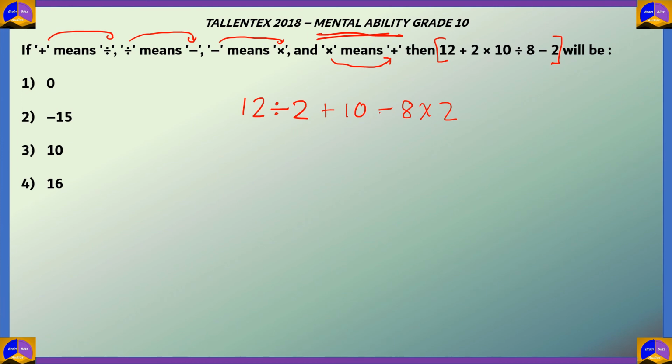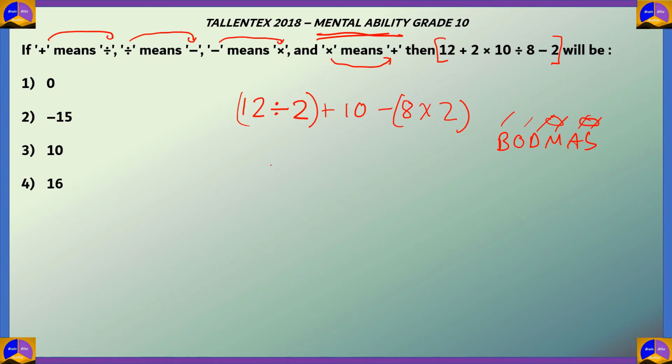Now, how do we solve this further? For that, we need to use the BODMAS rule. So that means first we need to look at bracket, then of, then division and multiplication come together, and after that addition and subtraction come together. So here we have division, so we'll put a bracket there because we have to divide that first. And then we have multiplication as well, 8 times 2, so we have to do that first. And then we solve further.